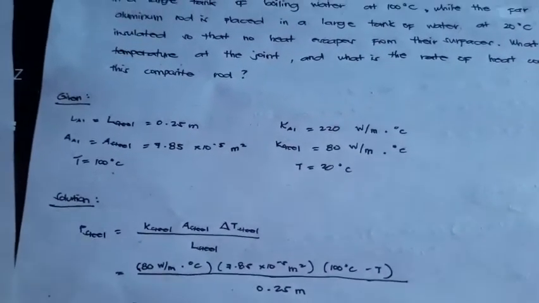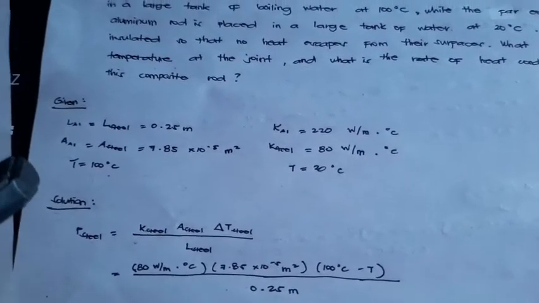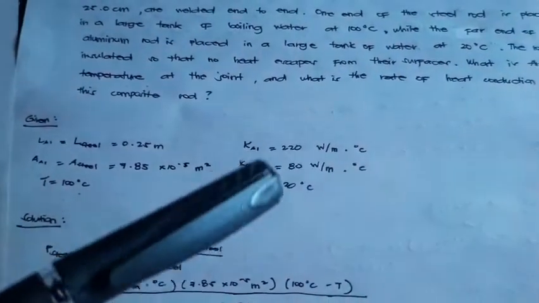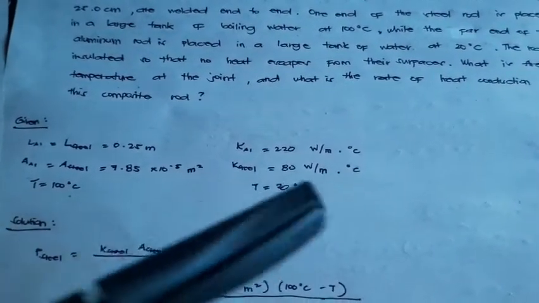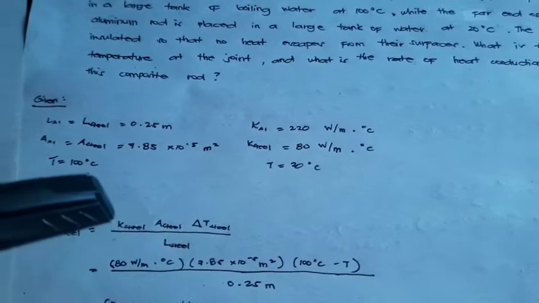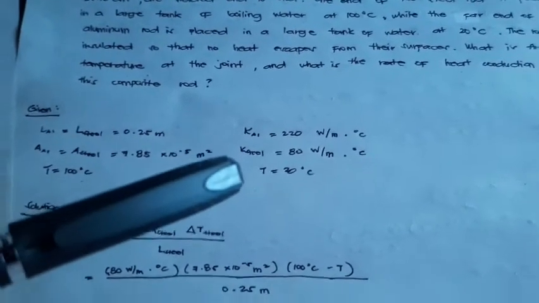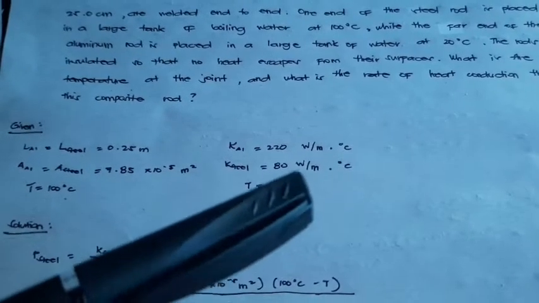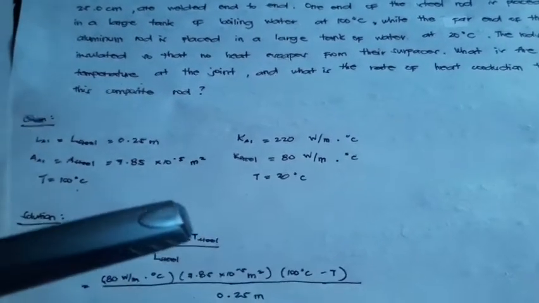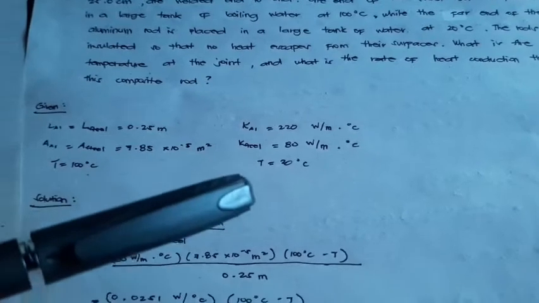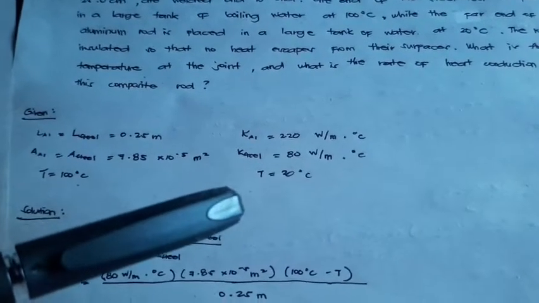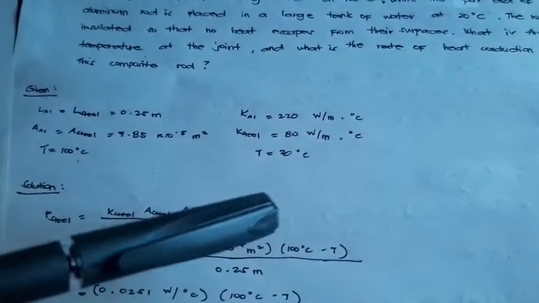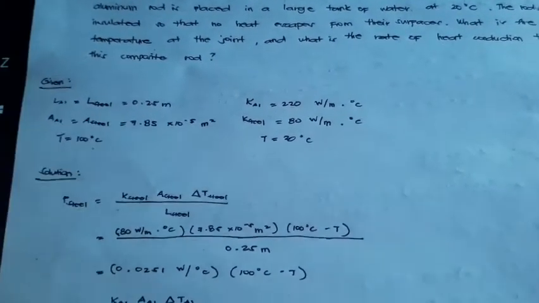So the thermal conductivity of aluminum is 220 watts per meter times degrees Celsius. Then the thermal conductivity of steel is equal to 80 watts per meter times degrees Celsius. So the temperature at the hot end is 100 degrees Celsius. Then the temperature at the cold end is equal to 20 degrees Celsius.